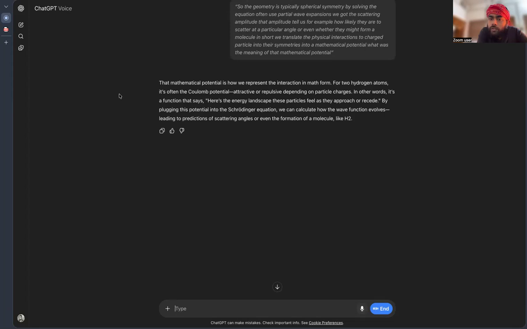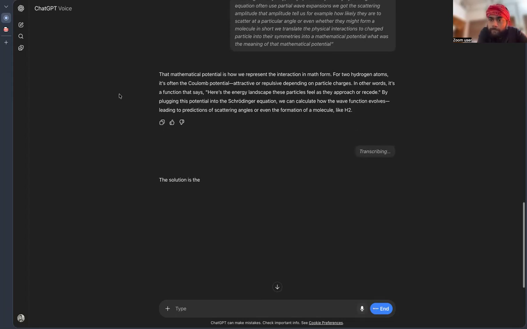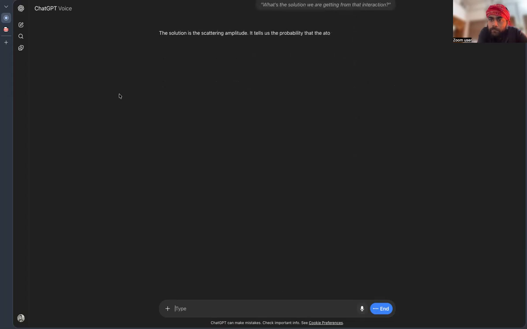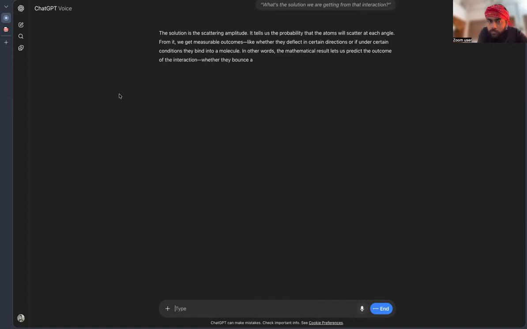And what's the solution we are getting from that interaction? The solution is the scattering amplitude. It tells us the probability that the atoms will scatter at each angle. From it, we get measurable outcomes like whether they deflect in certain directions, or if under certain conditions they bind into a molecule. In other words, the mathematical result lets us predict the outcome of the interaction, whether they bounce apart, scatter in specific patterns, or form H2.